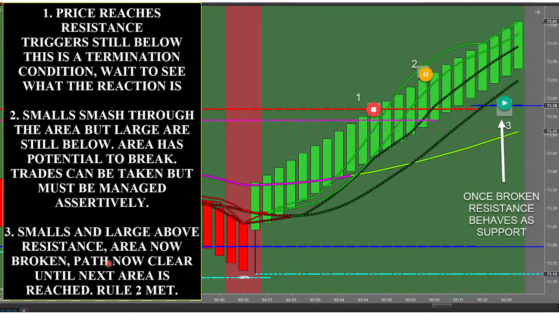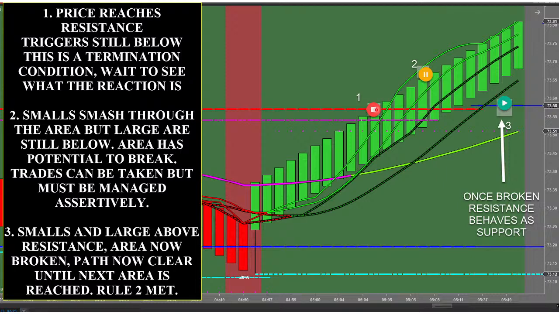And that path will remain clear until the next area is reached, guys. This is what it looks like to have a clear path. And once resistance is broken, it will behave as support.